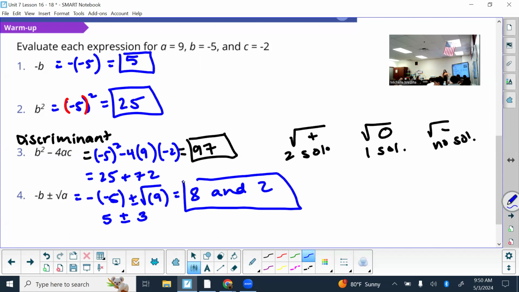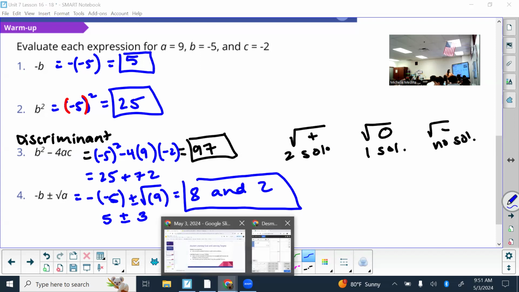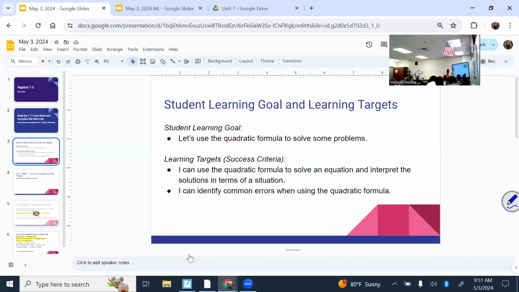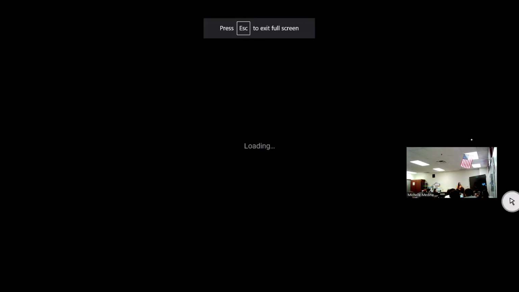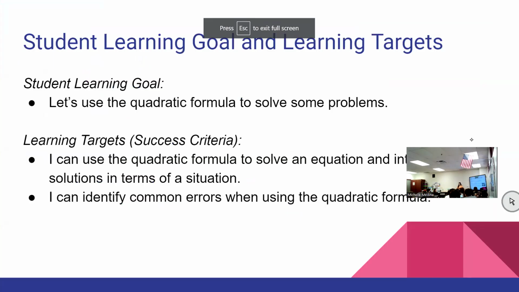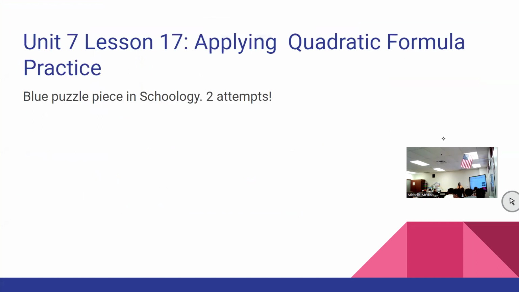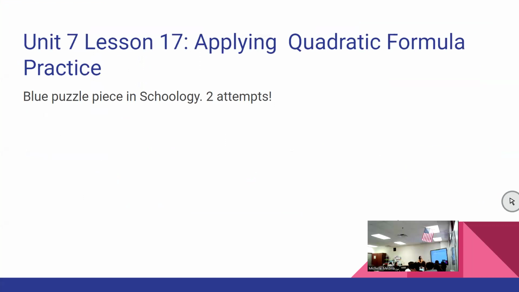So we are doing the last lesson of the school year, very last one. We are doing lesson 17, and it is about using the quadratic formula to solve problems, just in general, and also real world problems. That is what you will be tested on, and you use it correctly to solve problems. The practice will be a puzzle piece. It's lesson 17, so just make sure you go do that.